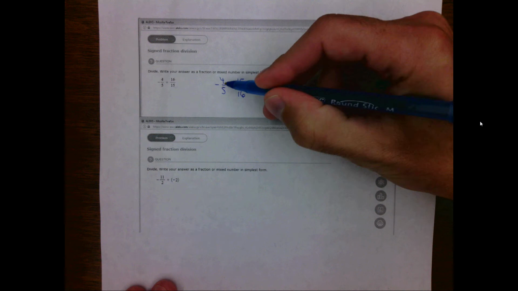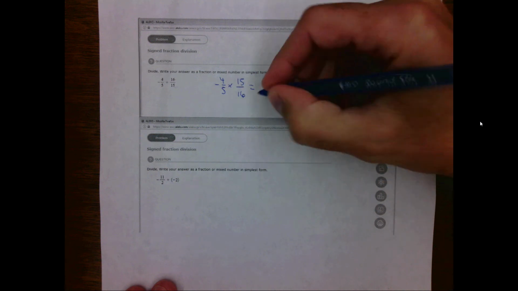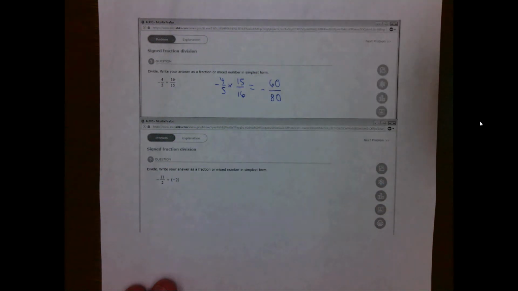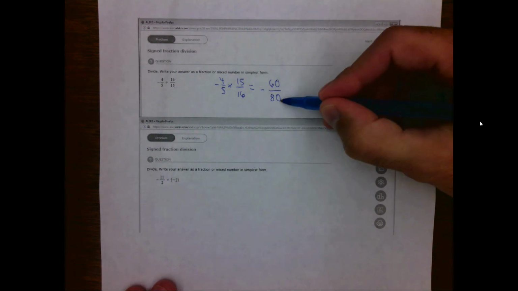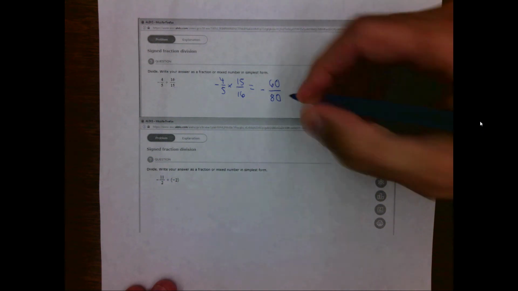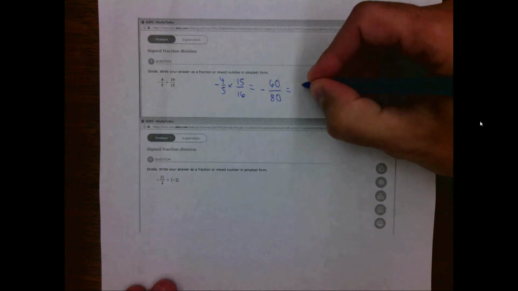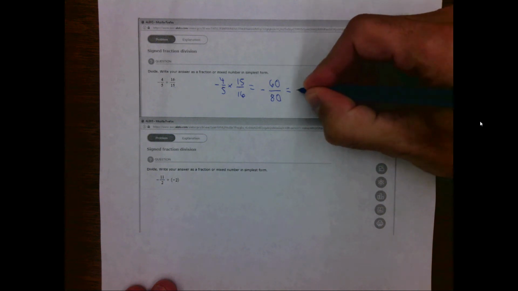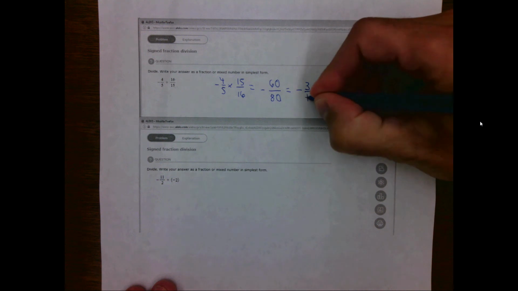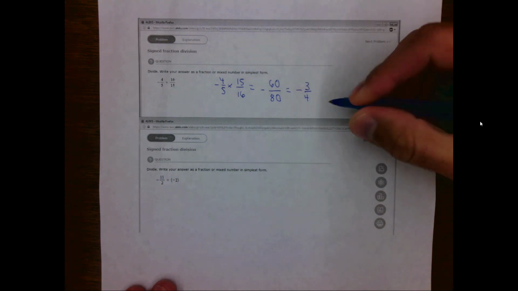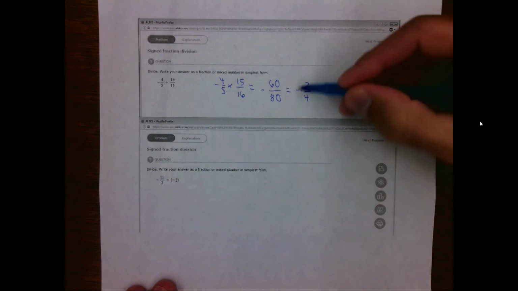Because one of the fractions is negative and the other is positive, the overall answer is negative. However, 60 and 80 have a common factor, which is 20. So if we divide both by 20, we find that this is equivalent to negative 3, 60 divided by 20, over 4, 80 divided by 20. So the final answer is negative 3/4.